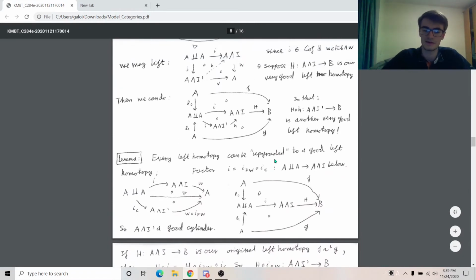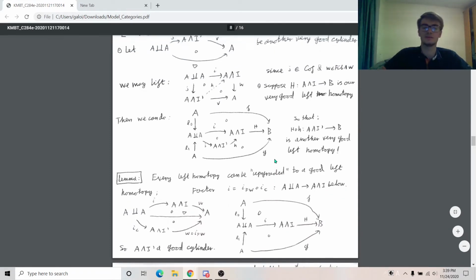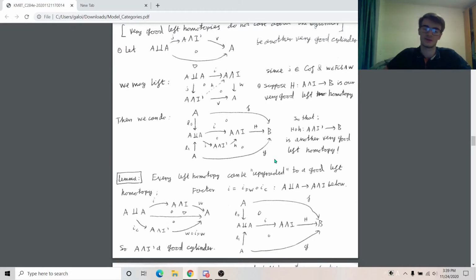Now, here's another lemma. We want to upgrade cylinders to very good cylinders. And the first step is quite easy. So every left homotopy can be upgraded to a good left homotopy. And by upgrade, I mean, if you have a left homotopy involving any cylinder, you can produce from that a good left homotopy involving a good cylinder.